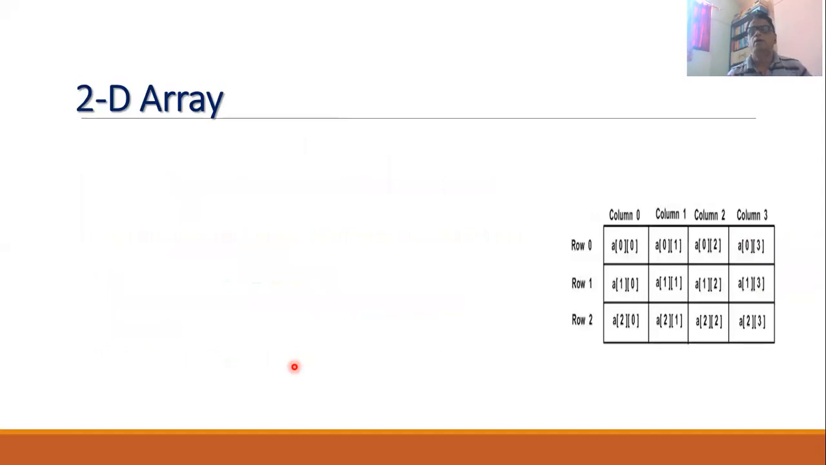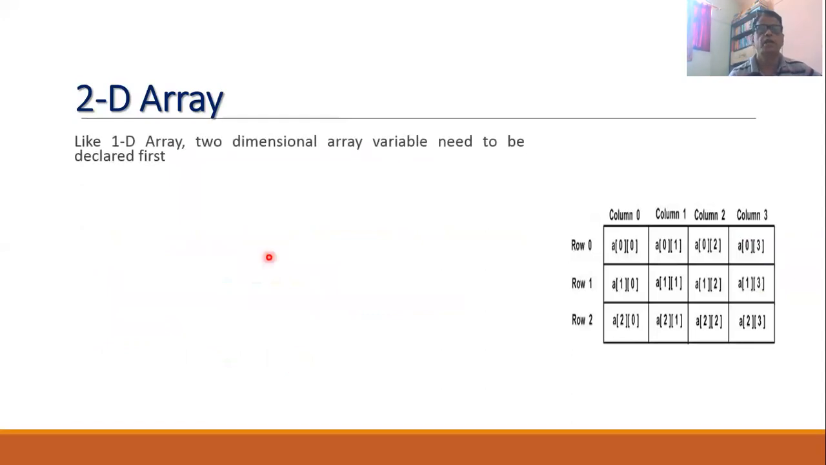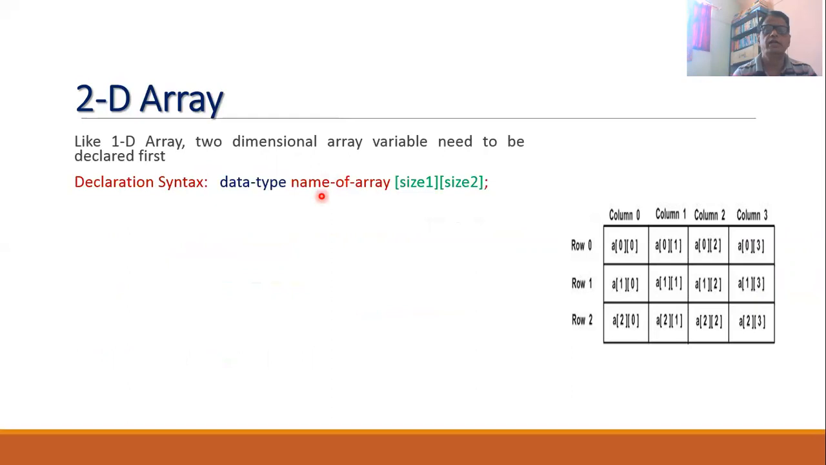Now let us go for another type of array, and this is called a two-dimensional array. Like a one-dimensional array, whenever we want to use any two-dimensional array within a program, it should be declared first. The declaration syntax is similar to that of a one-dimensional array with only one change.